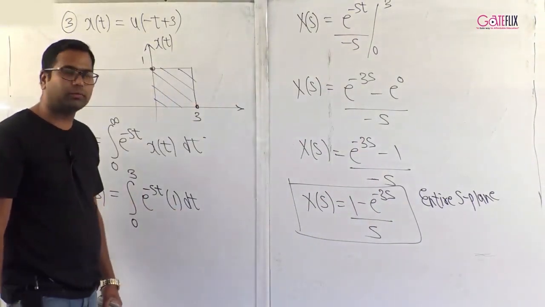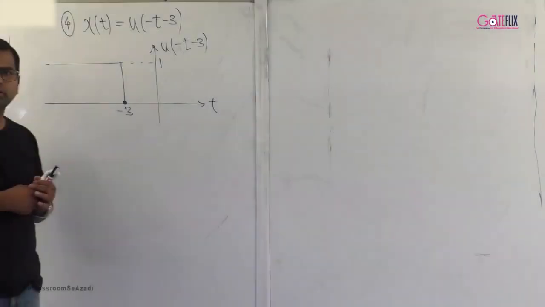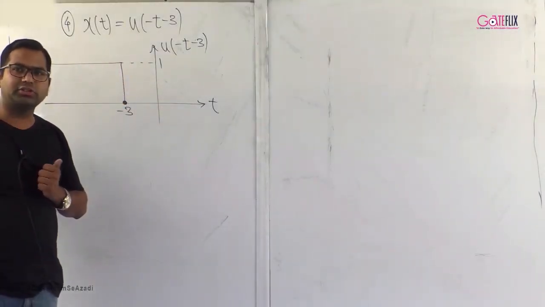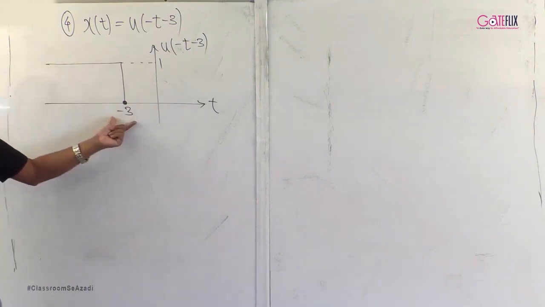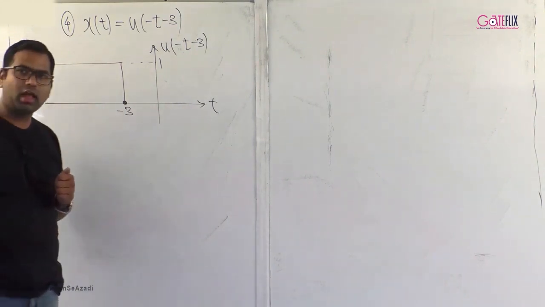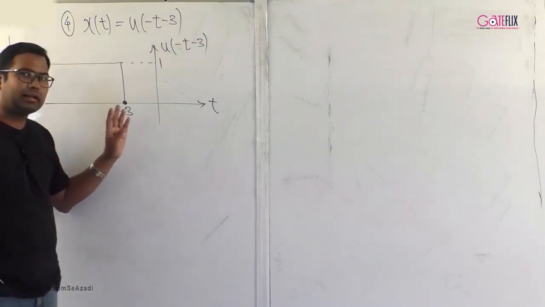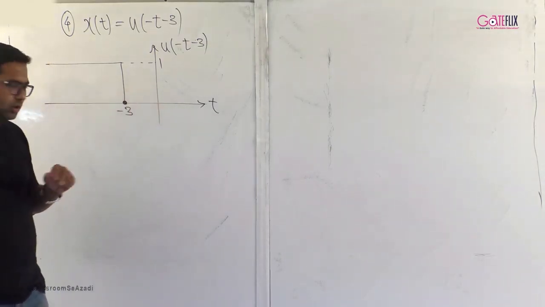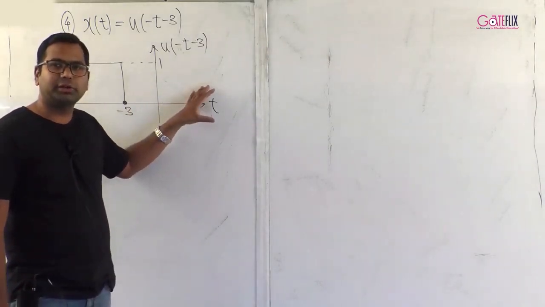We will now consider the fourth question. In the next question, we have u of minus t minus 3. This unit step signal starts from minus 3 and goes to minus infinity. As you can observe, the signal lies completely on the negative side of time. There is no signal for positive time.